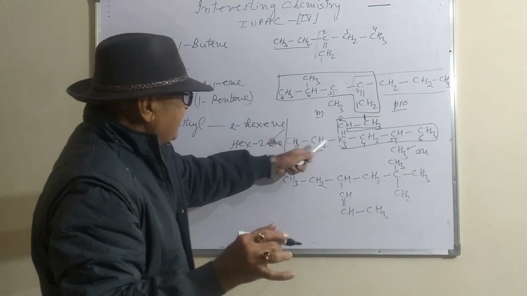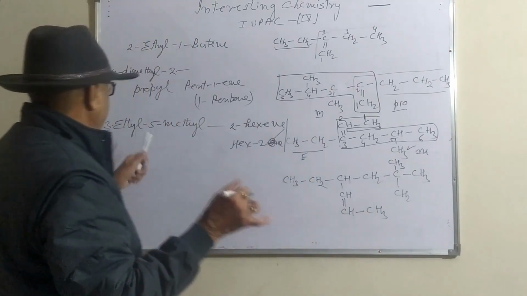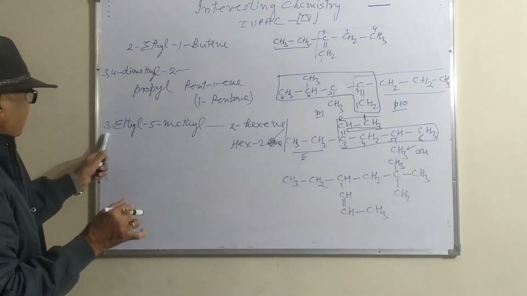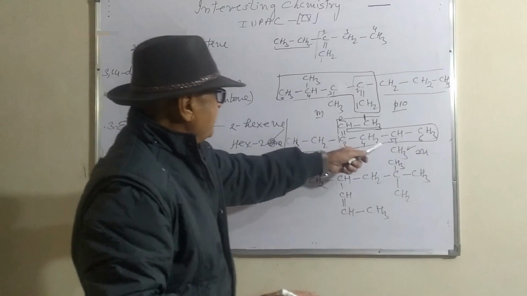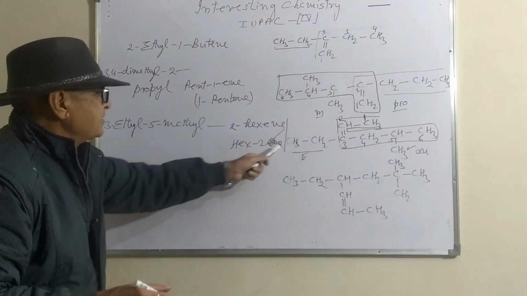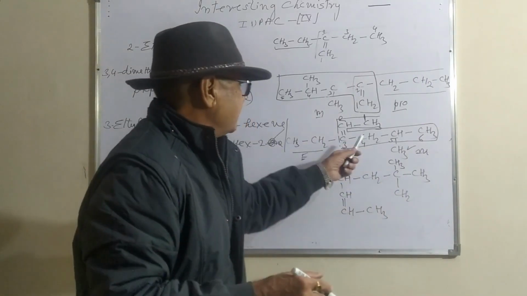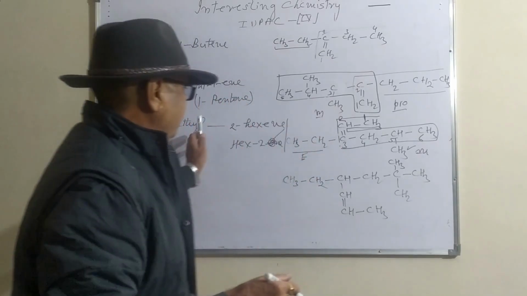So ethyl is attached to carbon 3. So the name will be 3-ethyl, and 2-hexene or hex-2-ene. So the name of this structure will be this.